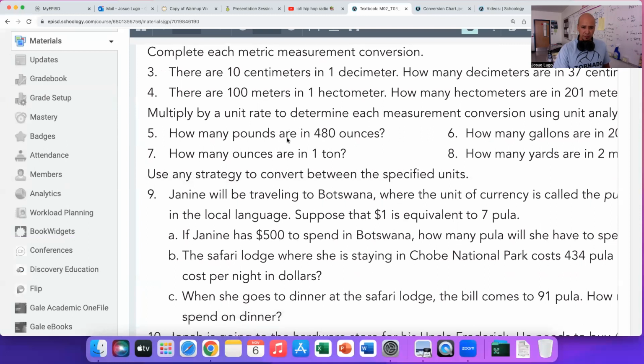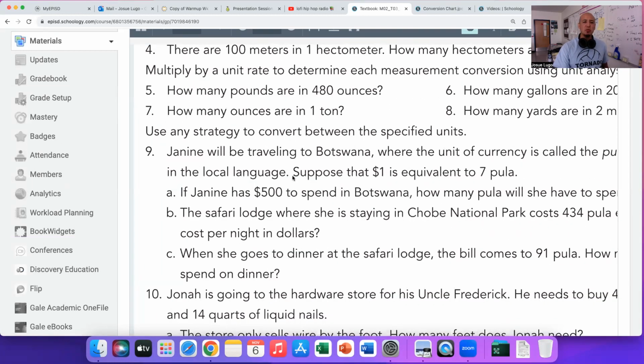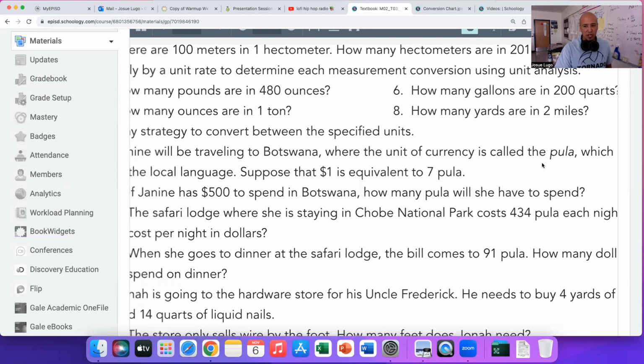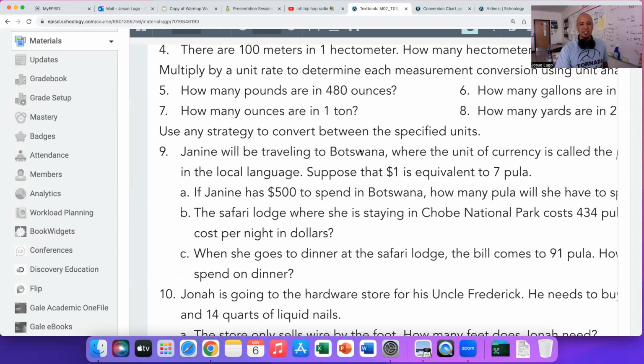And let me go down to number 9. Number 9, because I have a feeling that some people will struggle with this one. So Jenny will be traveling to Botswana, where the unit of currency is called the pula, which means rand. So they use this unit called the pula in the local language. And it says, and I'm reading from right here, suppose that $1 is equivalent to 7 pula. There is our conversion. $1 is 7 pula. A dollar is bigger because $1 is equal to 7 of the pula.